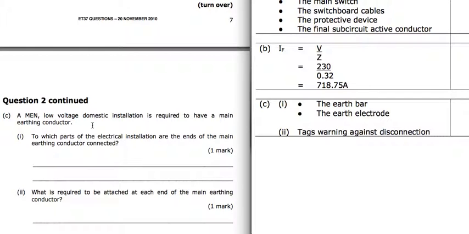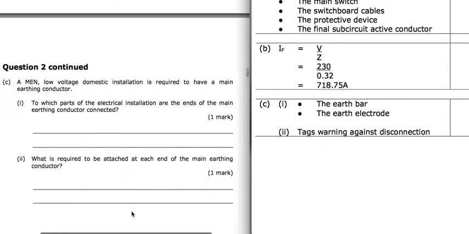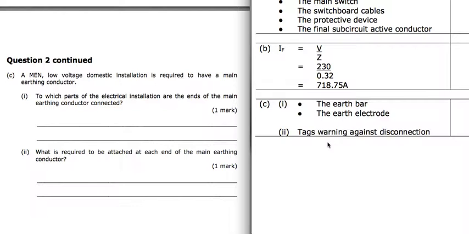An MEN low voltage domestic installation is required to have a main earthing conductor. So what's on the ends of the main earthing conductor? So we've got the earth bar and we've got the earth electrode. What do we need to attach at the end of the main earthing conductor? The tags warning against disconnection.